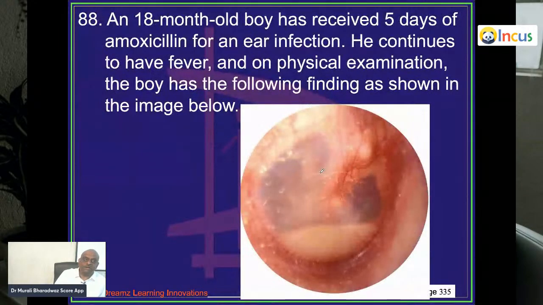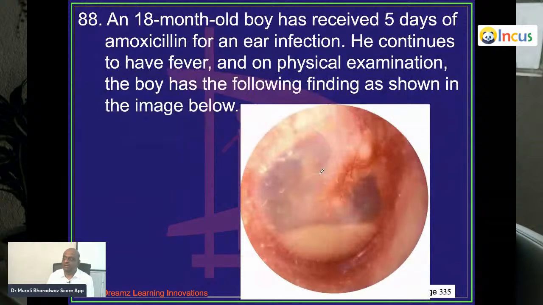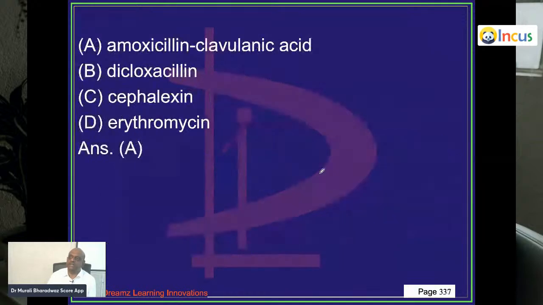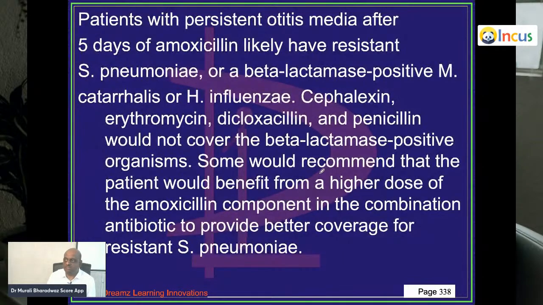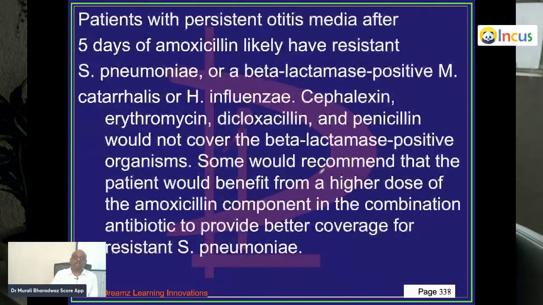18-month-old boy received 5 days of amoxicillin for an ear infection. He continues to have fever. So what is this? It is a persistent otitis after 5 days of amoxicillin. Means it is resistant Streptococcus pneumoniae. That means it is beta-lactamase positive. So what do you need to combine to the amoxicillin? Beta-lactamase inhibitor, which is clavulanic acid.